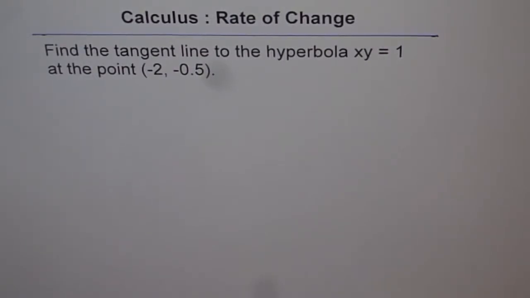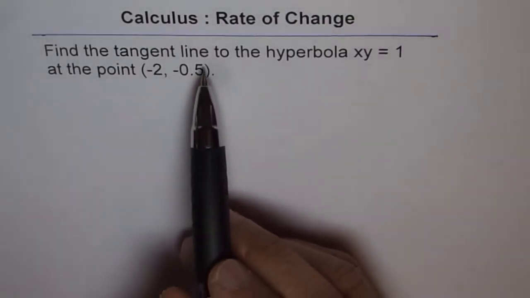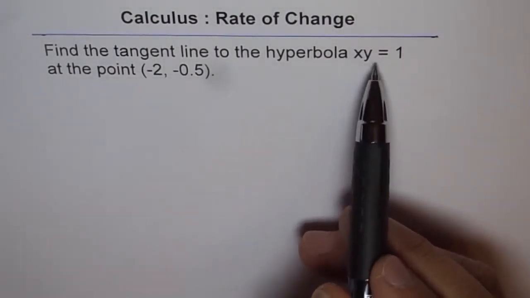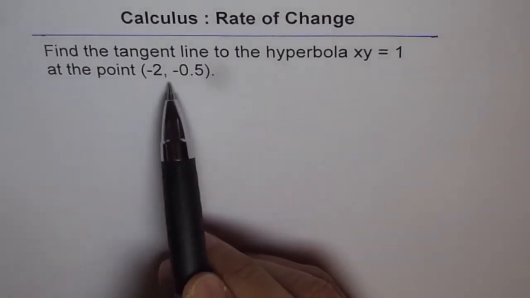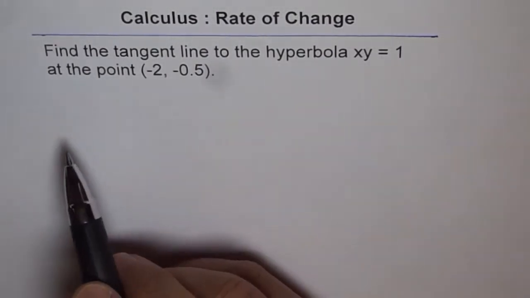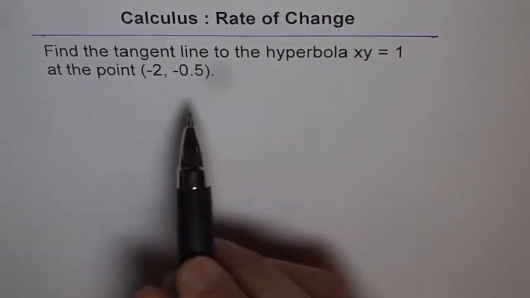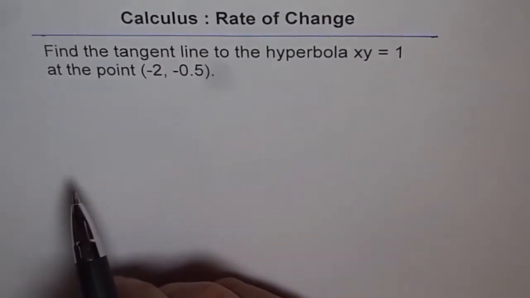Here is a very interesting question on rate of change. Find the tangent line to the hyperbola xy equals 1 at the point -2, -0.5. Now I've seen students getting confused with this kind of an equation.